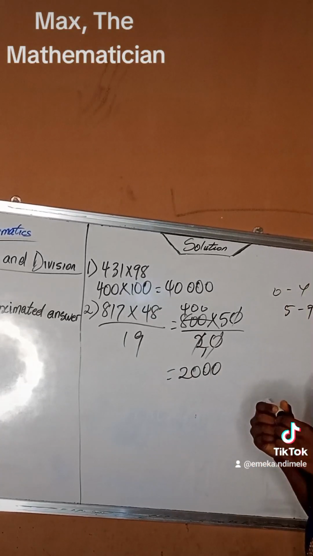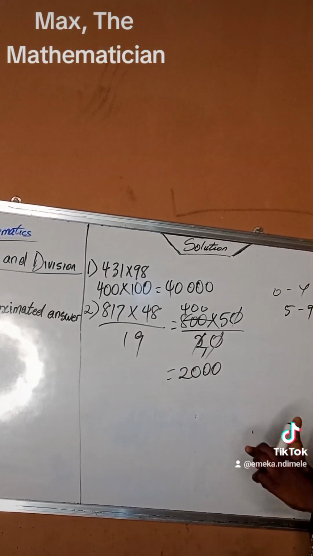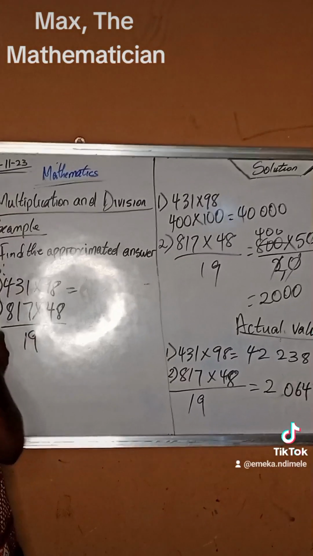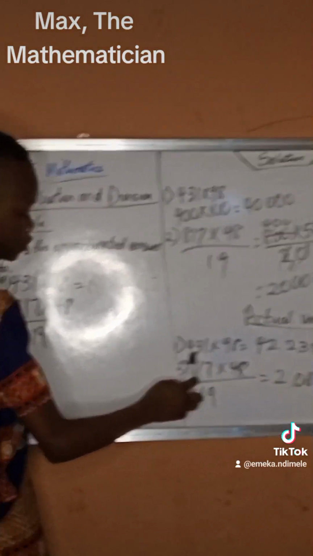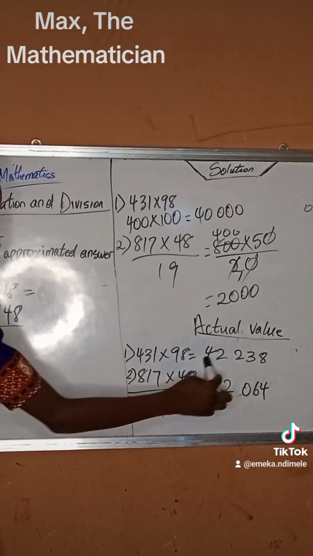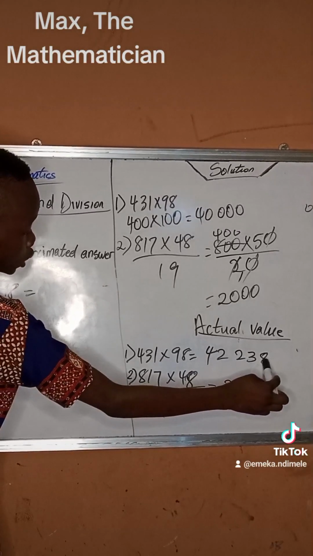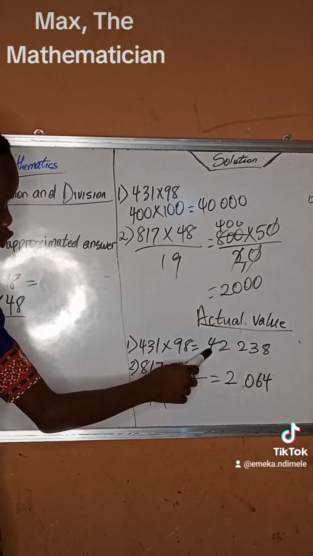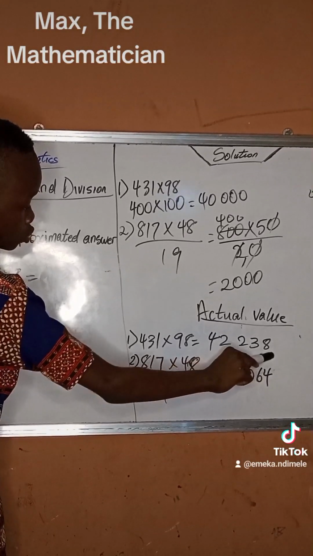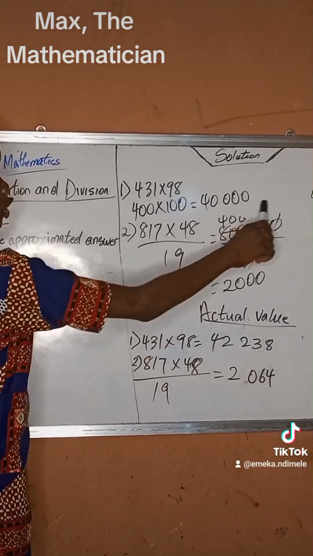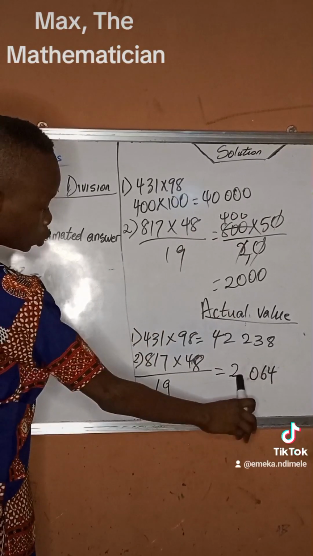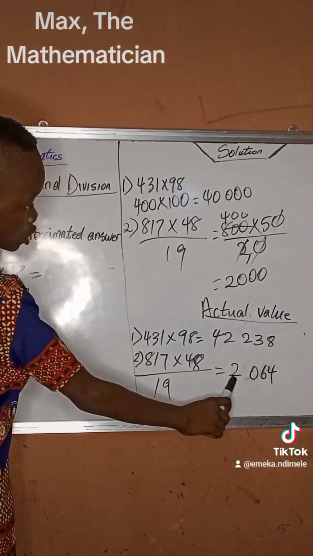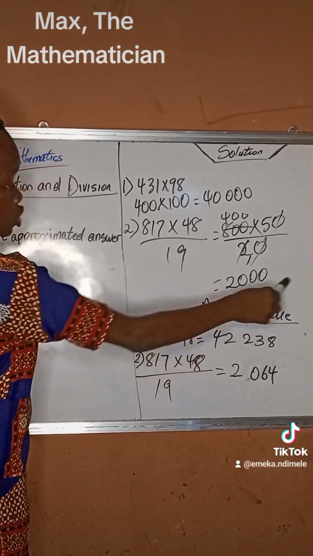So let's check the actual values to see if they correspond to each other. The actual value for number 1 is 431 times 98, which is 42,238. If you approximate this to the first significant figure, which is 4, the rest of this number will come to 0. So it will make this number 40,000. Number 2 is 2064. If you approximate it to one significant figure, it will give you this 2000.